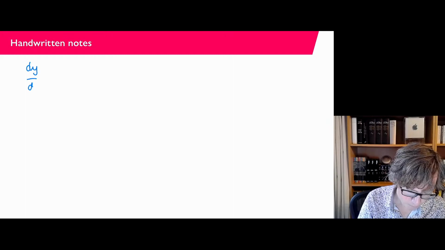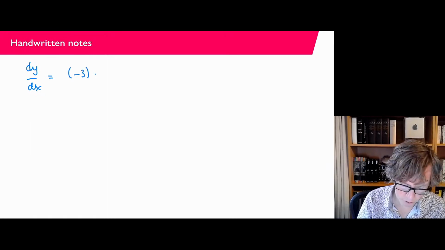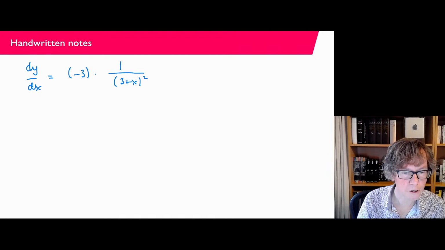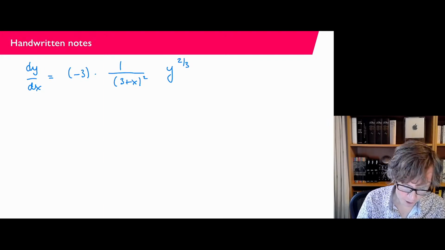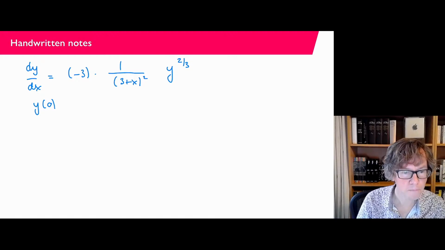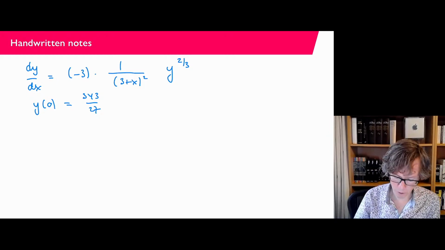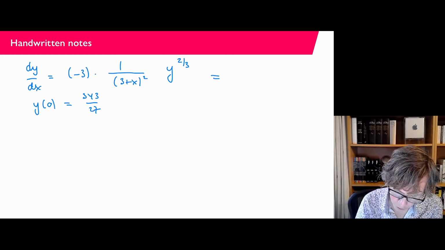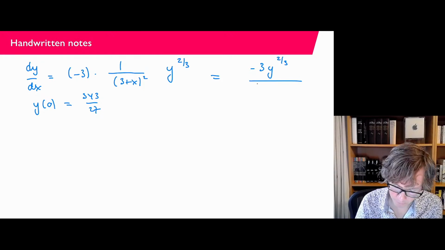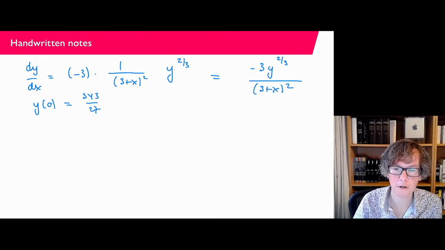So dy/dx equals minus 3 times 1 over 3 plus x squared, y to the power 2/3. And additionally, y(0) equals 343 over 27. Okay. So what does it say here? Well, let's write this a little bit easier maybe. This is minus 3 y to the power 2/3 over 3 plus x squared.